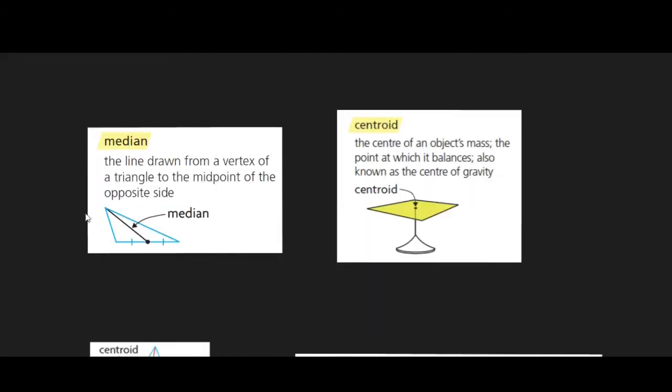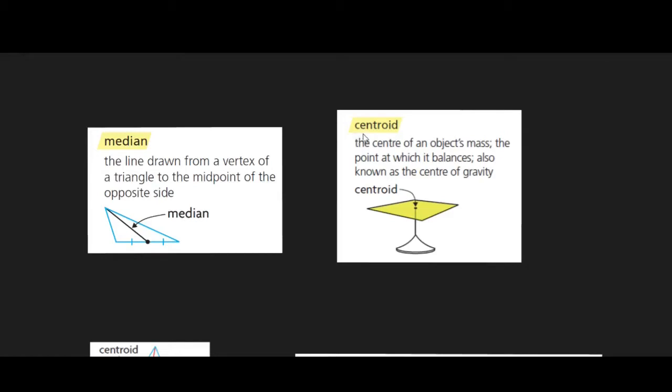There are other parts of a triangle that help us to describe and also solve problems related to it. For example, we have the median, which is the line drawn from a vertex of a triangle to the midpoint of the opposite side. So the line formed is called a median.